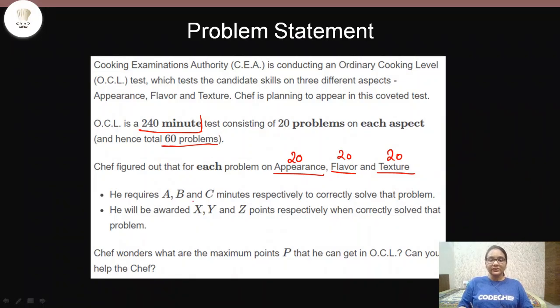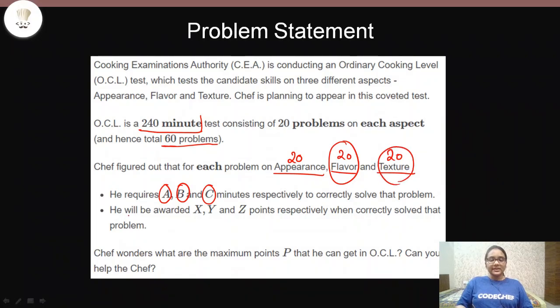Now what you are given here is how much time each of these problems takes to solve. For appearance, it will take A minutes. For each problem out of these 20 problems that are based on appearance, it will take A minutes to solve one problem. It will take B minutes to solve one problem from the flavor category, and it will take C minutes to solve one problem from the texture category.